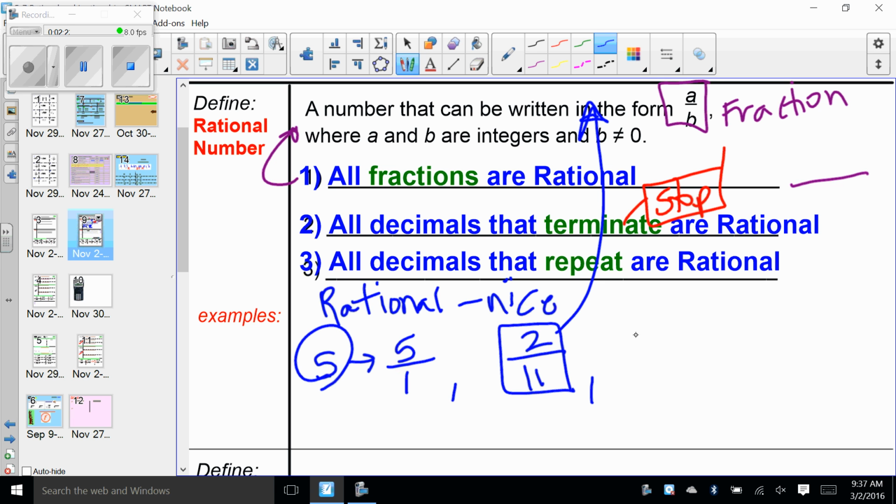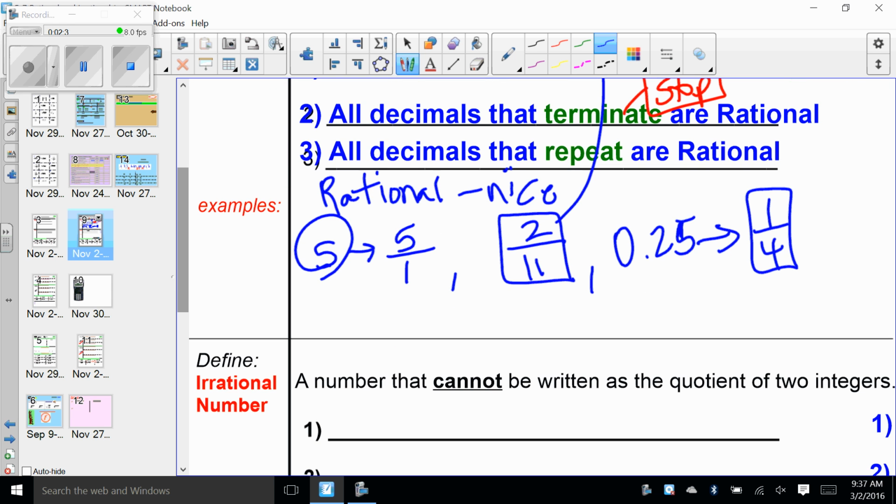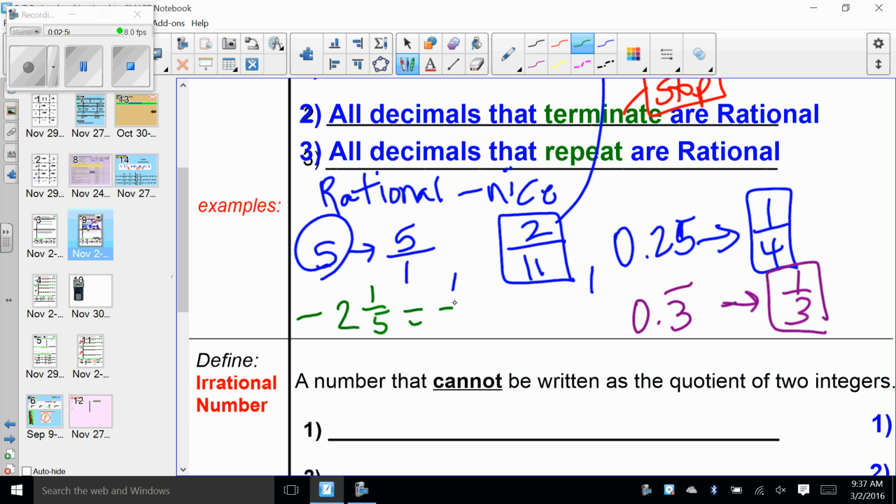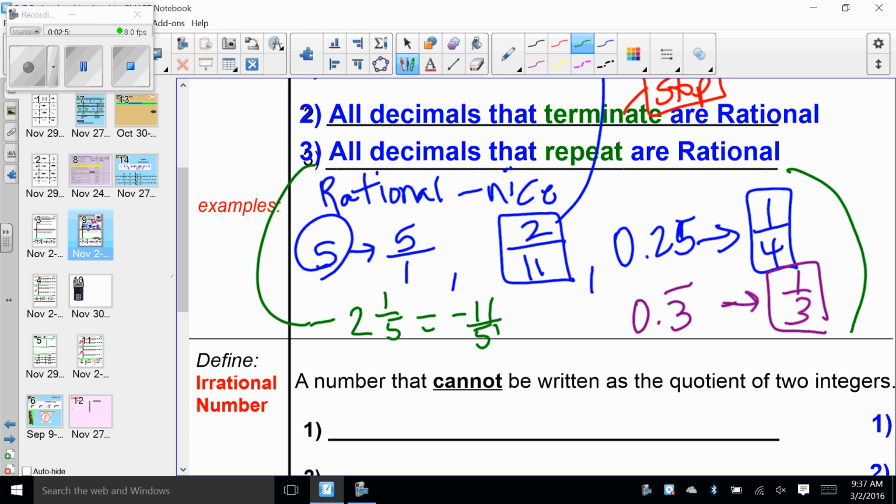And then nice decimals. For example, 0.25, that's a super nice decimal. It's just 25 cents. It's a terminating decimal. It comes from the fraction 1/4. And then the most common repeating decimal that most of you know is the repeating decimal of 0.333333, which comes from the fraction 1/3. Notice they all come from fractions. So these are just some examples. You could also have a mixed number like -2 and 1/5, because we could turn that into an improper fraction of -11 over 5. So notice all of these can be manipulated into fractions.